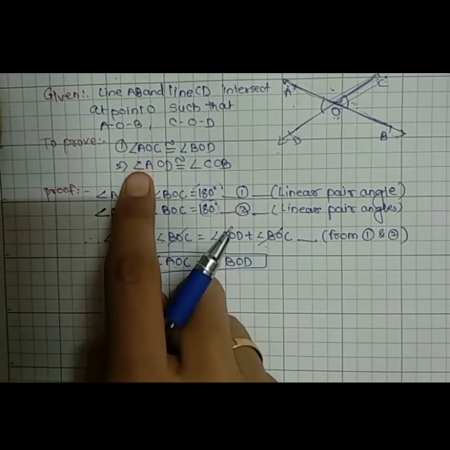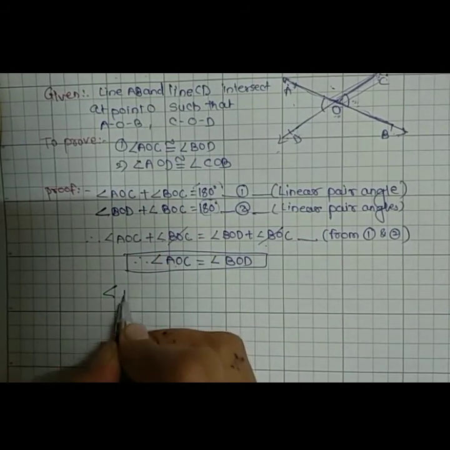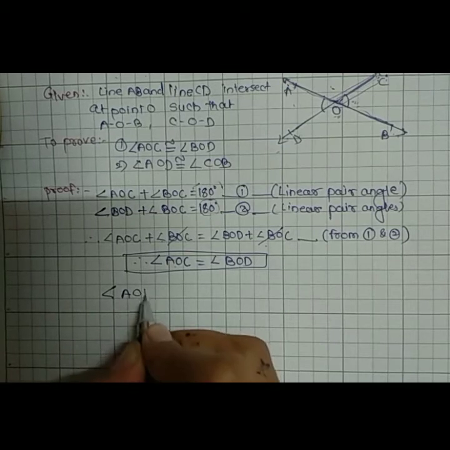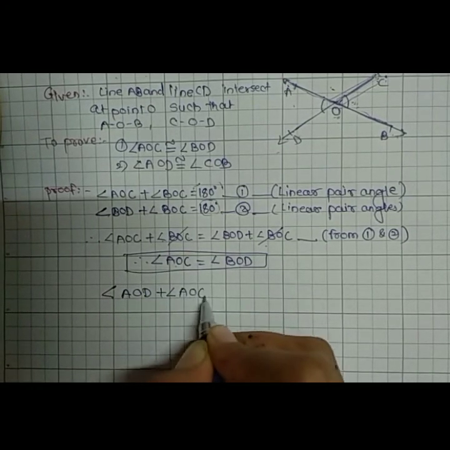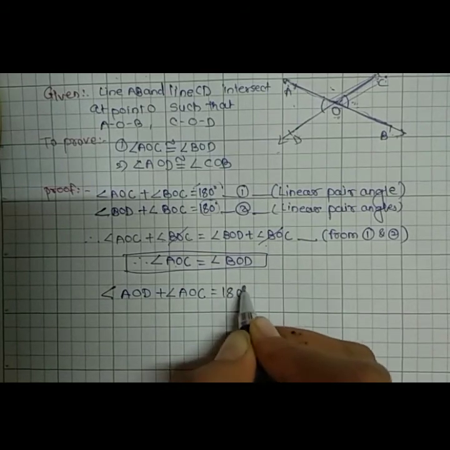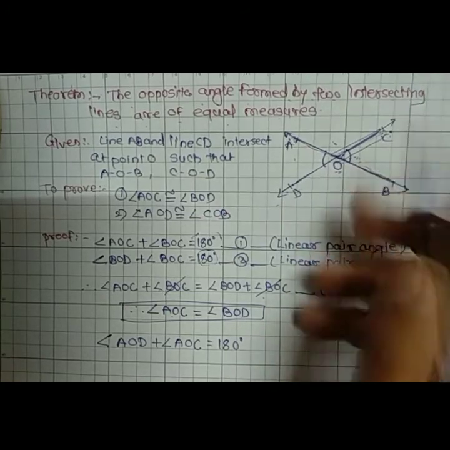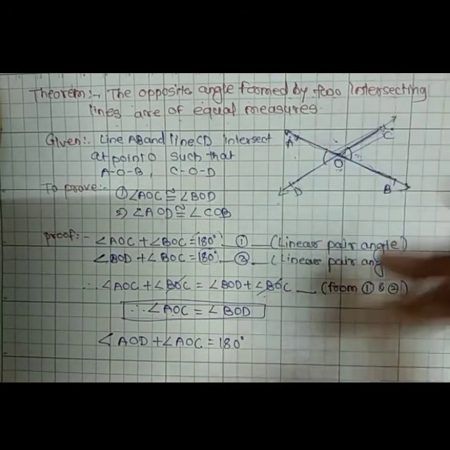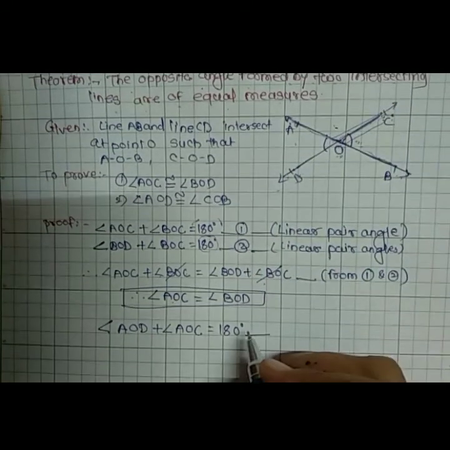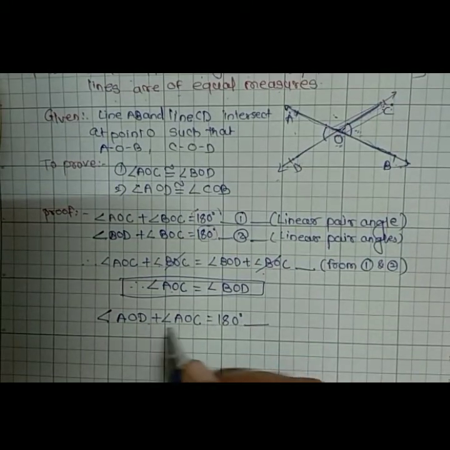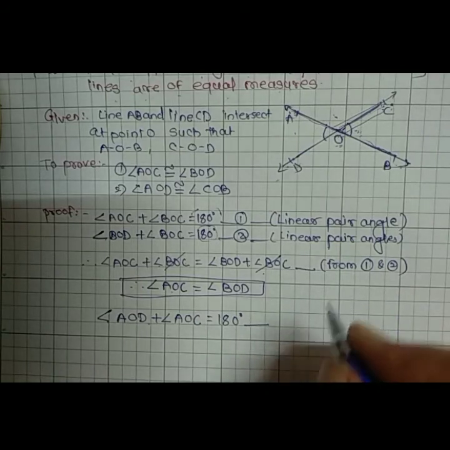Let's see here second statement. Again write down like this. Angle AOD plus angle AOC is equal to 180 degree. See this, angle AOD and angle AOC. The sum of these two angles is 180 degree because these two angles are linear pair and linear pair angles are supplementary.